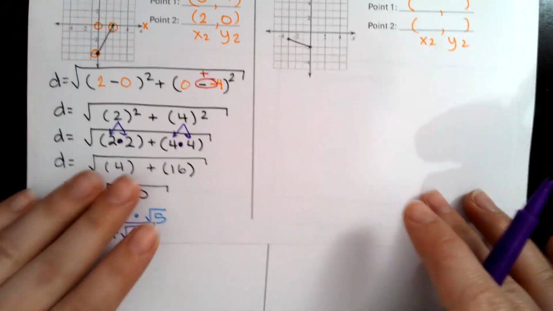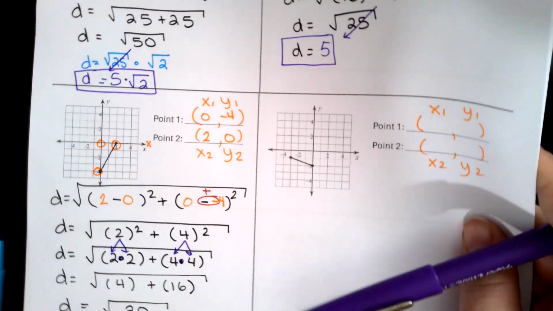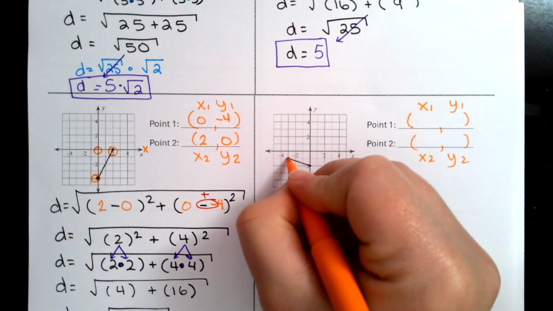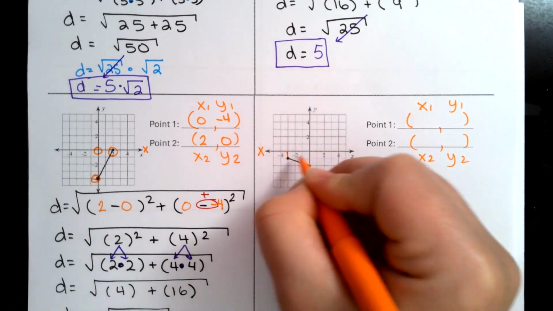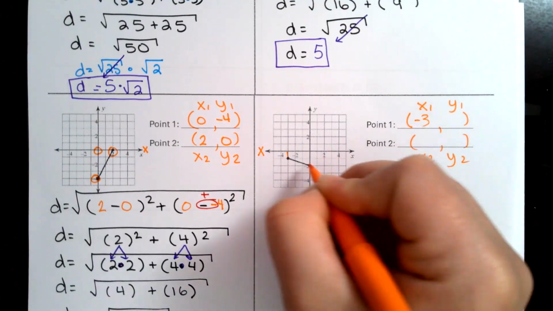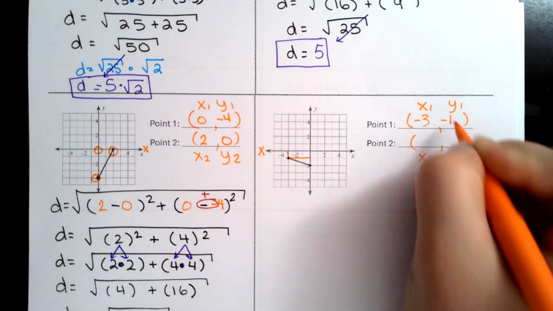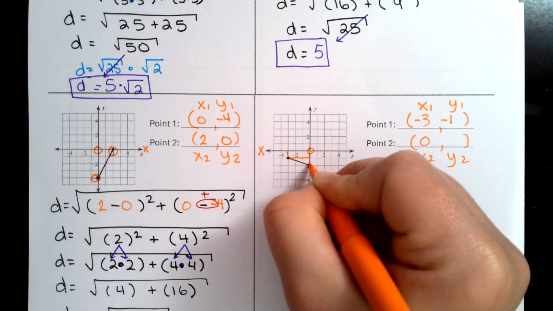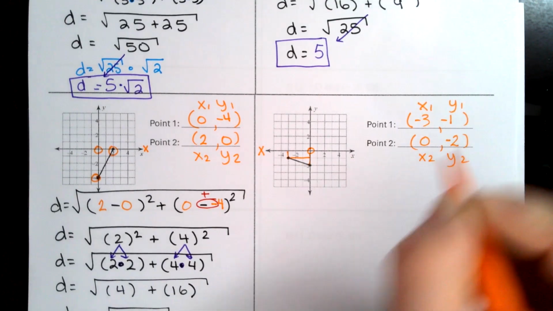Okay, next one. We have, again, our points. Let's go up on the x. So we get -3. Y is -1. Here we have 0 for the x, and then we're going down to -2 on the y.